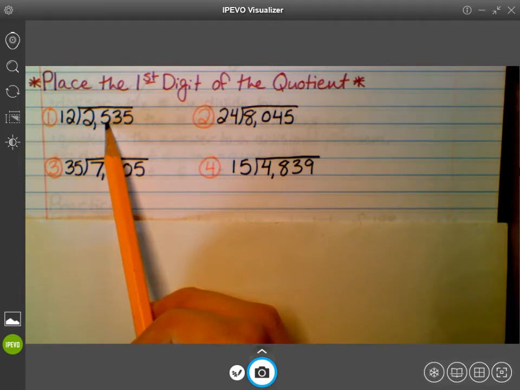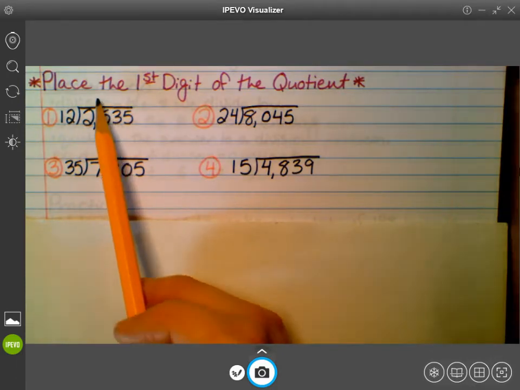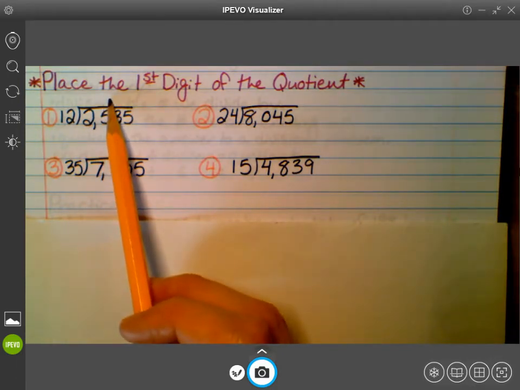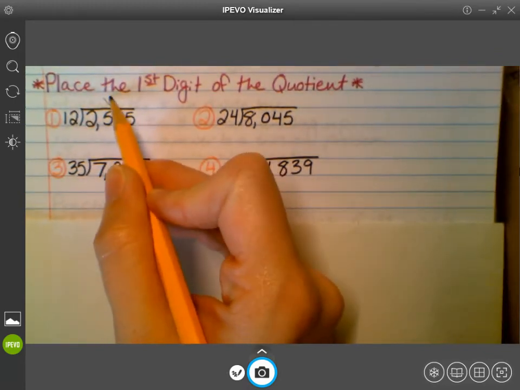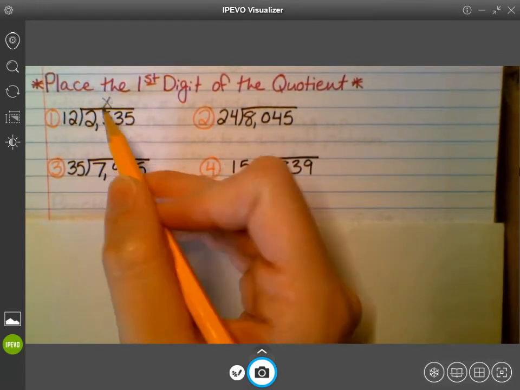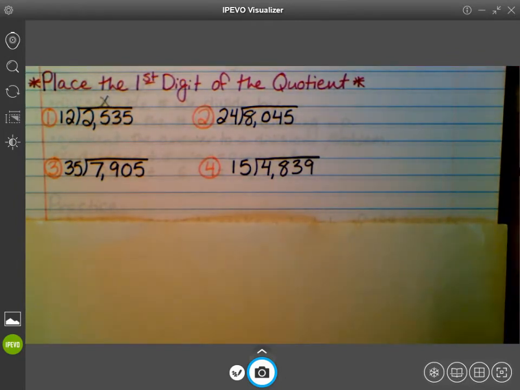Where is the first digit of our quotient going to go? Elena? Above the 5. It's going to go right here, right? So I'm going to put an X, marking that's where it's going to go. And then we're going to take it a step further and just figure out what the first digit is going to be.